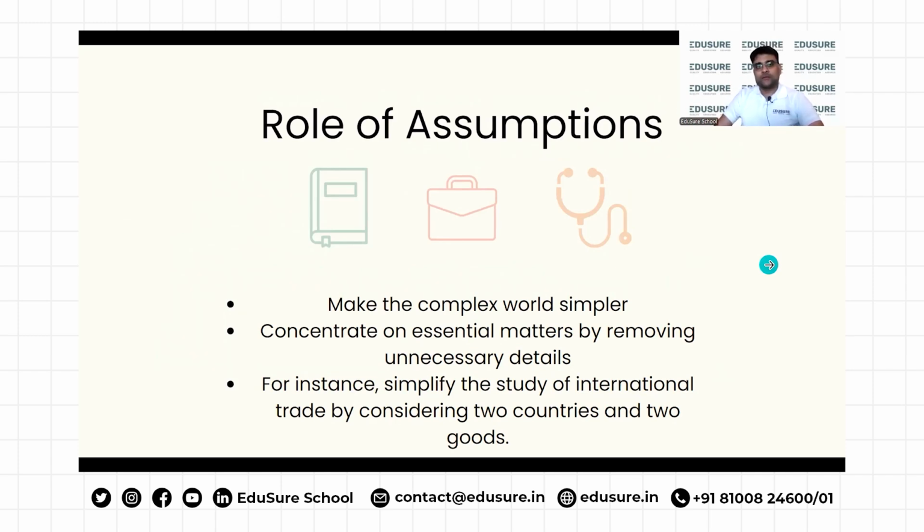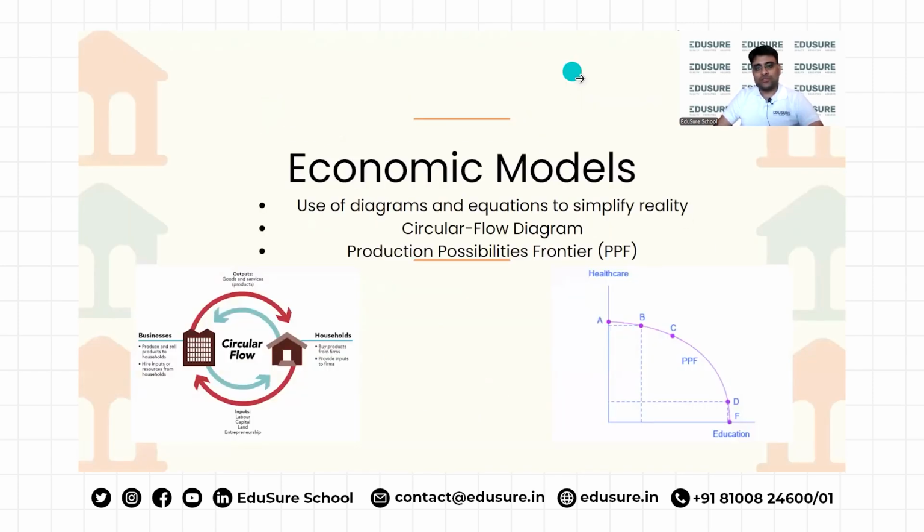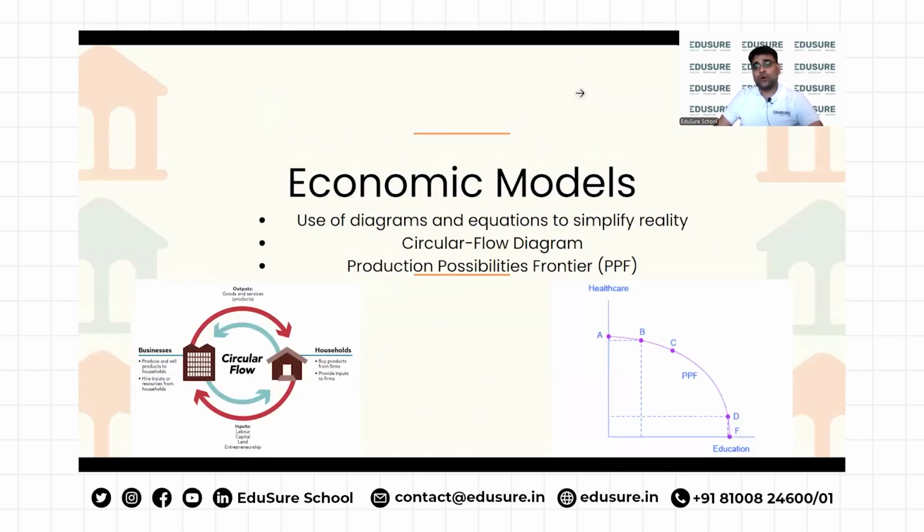Okay, so ये हो गया role of assumptions. अब हम लोग economic models के बारे में बात करेंगे. Right. So economic models use diagrams and equations to simplify the reality. Okay, economists use models to represent the world. These models are often composed of, as I said, diagram के साथ साथ में equation. Okay, and essential relationships are highlighted and understood because of this.